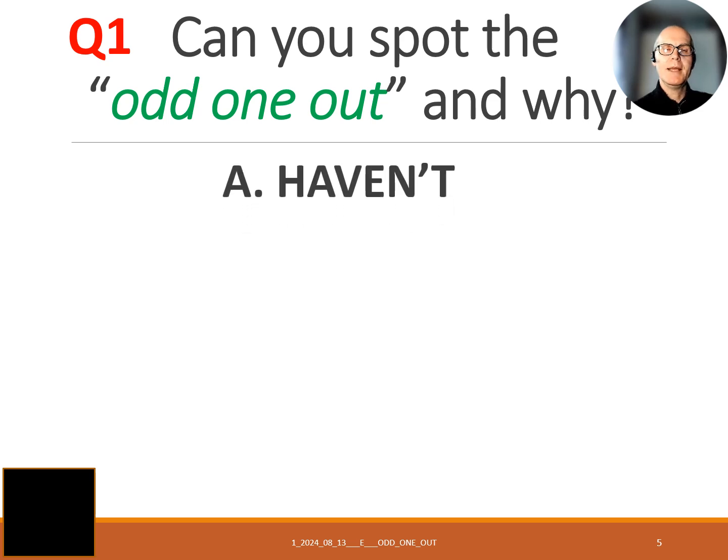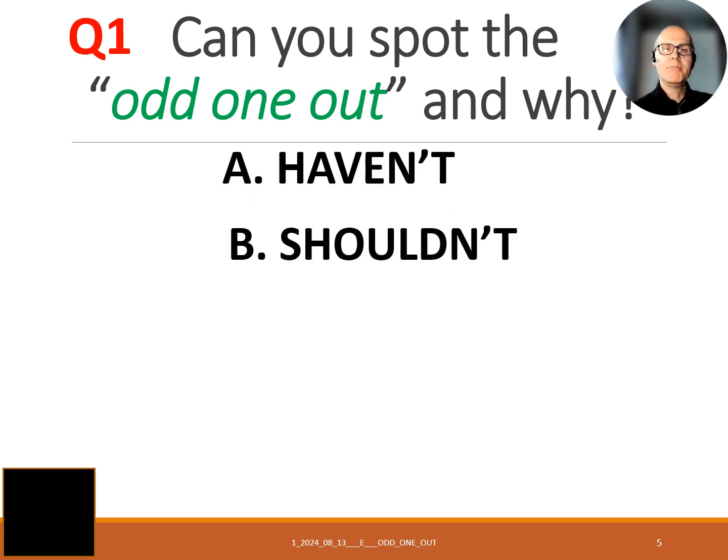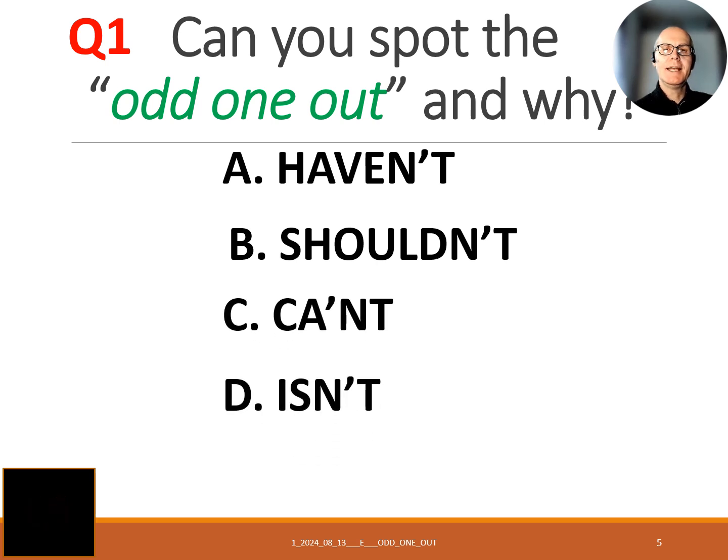Question 1. A. Haven't. B. Shouldn't. C. Can't. D. Isn't. What's the odd one out from these 4 contractions and why?